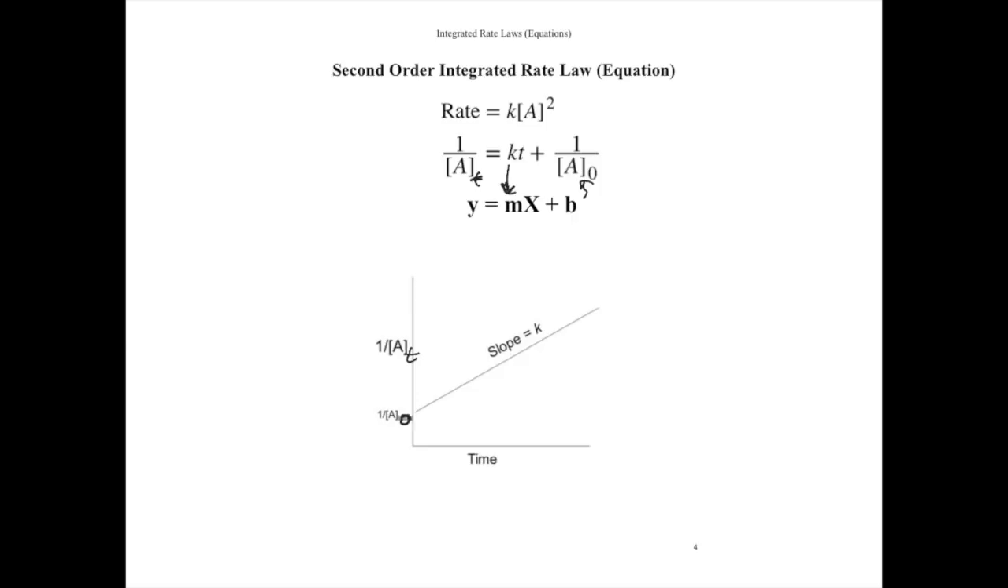So if you have a second order process and you plot 1 over the reactant concentration that remains at any given time t versus time, you'll get a straight line if it's second order. So let's move on.